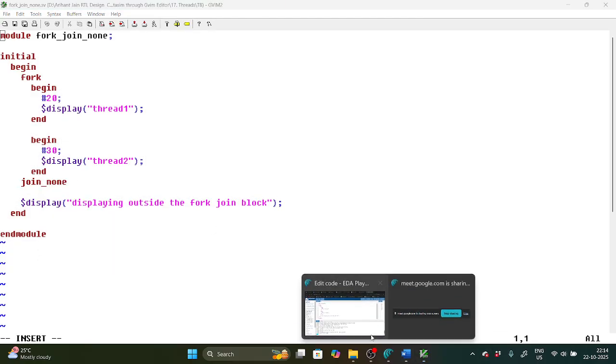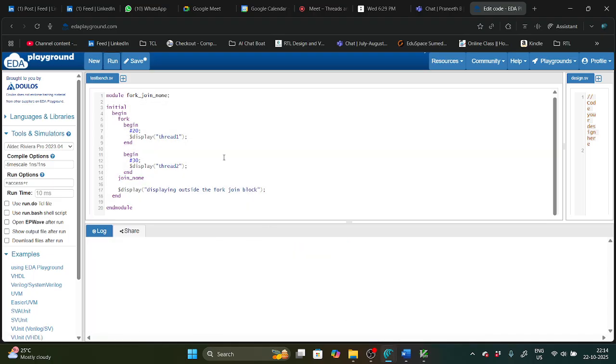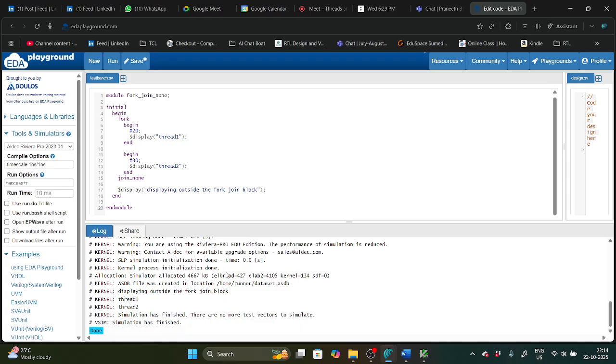Just copying this, I'm running it in the EDA Playground. Fork join none. So fork join none means what? First, this is displayed. After that, inside thread one and thread two are displayed. Okay, that is nothing but fork join none.